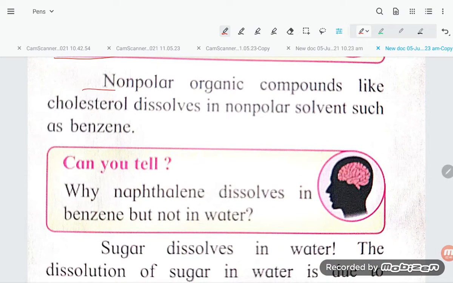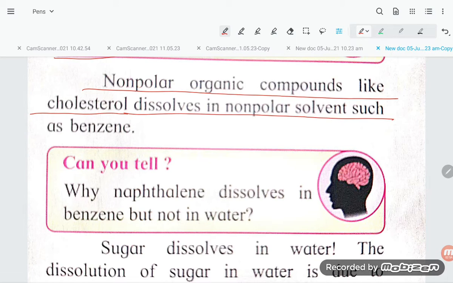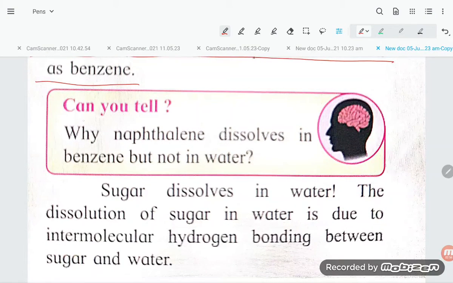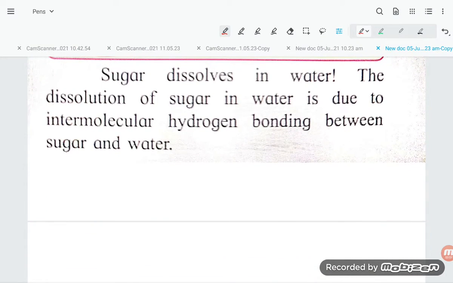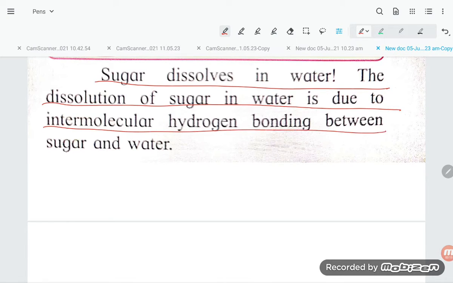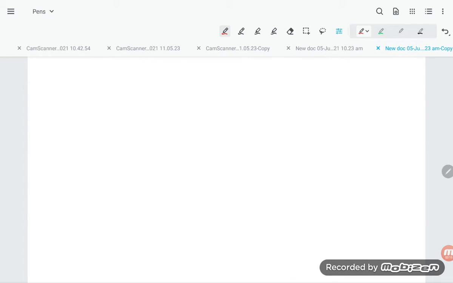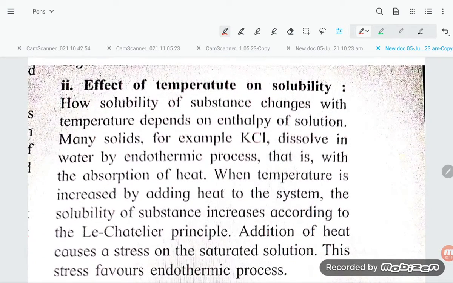Non-polar organic compounds like cholesterol dissolve in non-polar solvents such as benzene. Can you tell why naphthalene dissolves in benzene but not in water? Because both are organic, student. So organic like dissolves like, that is why it cannot dissolve in water. Sugar dissolves in water. The dissolution of sugar in water is due to intermolecular hydrogen bonding between sugar and water.